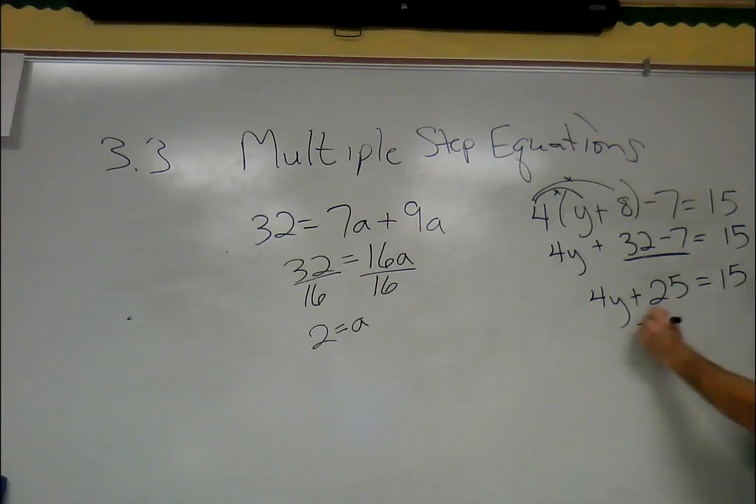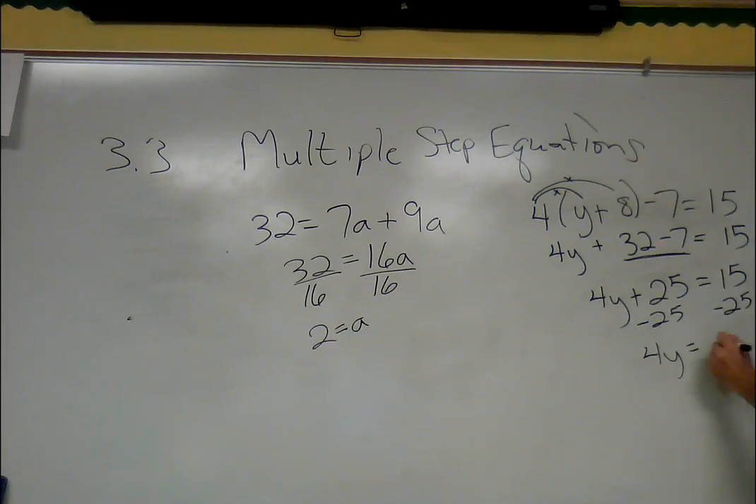So now we're going to subtract 25. 4y equals, opposite signs, add or subtract? Subtract, we get negative 10. So now we're going to divide by 4. y equals negative 5 halves or negative 2 1/2. Oftentimes they will come out as fractions, and that's okay. Don't think it has to be a whole number every time. It's not going to be a whole number every time.